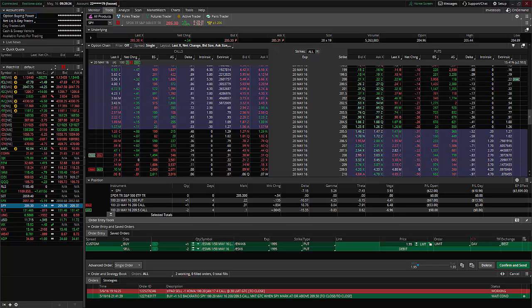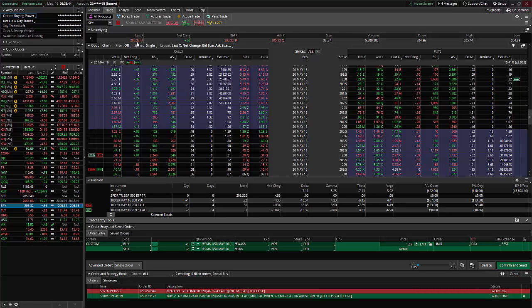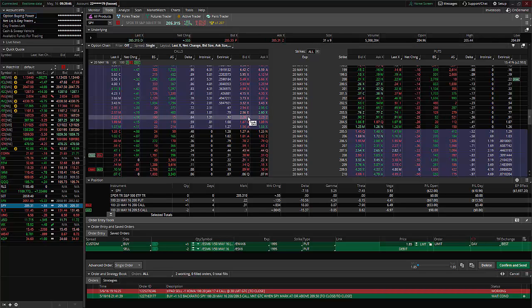Today is the 16th of May 2016 and we are going to do our short strangle weekly option. The SPI is currently trading at 205.33 and we are looking at the straddle price. The straddle price will be 205.5.